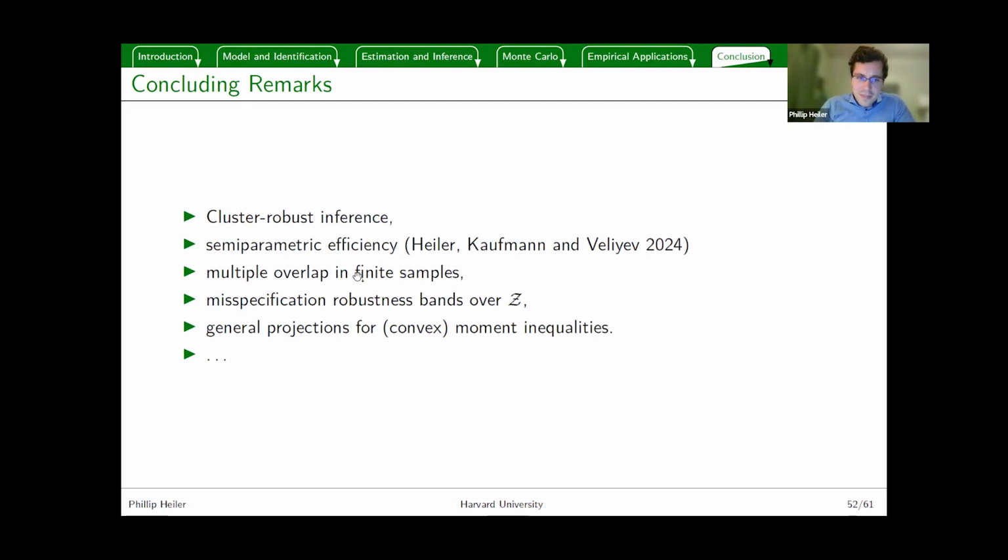And then there are some more technical issues that also have to be solved, and extensions to maybe other problems than just bounds, but maybe also general sets in higher dimensional spaces for more complicated methods where we could also be interested in heterogeneity analysis as well.